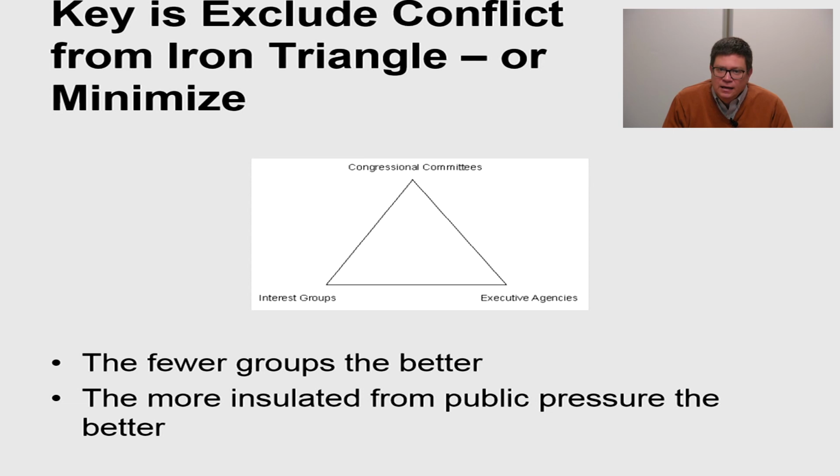Now, the key here, again, and I want to emphasize this, is to minimize conflict, right? The fewer groups involved, the better off we are. The fewer people we have to negotiate with, the fewer compromises we make. Also, the less public involvement, the better off we are, because once we open this up to outside pressure, the more likely it is that somebody's going to be able to challenge the status quo, right? So the beauty of the Iron Triangle is that this takes place out of public sight for the most part because it's non-controversial, nobody really cares about it, and a couple of groups make decisions.